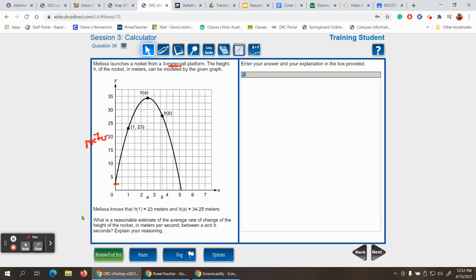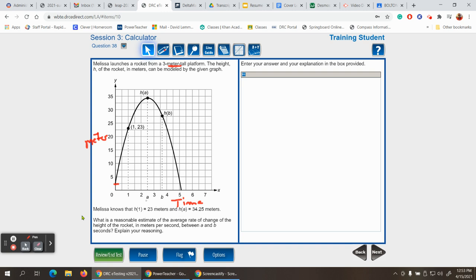We can also measure how long it stays in the air. When we throw something in the air, we want to see how high it goes up and how long it stays in the air. So the x down here is usually time. So she knows that h of 1 means that after 1 second, it's 23 meters in the air.